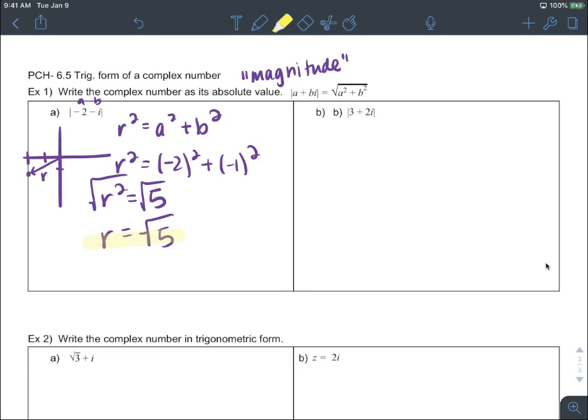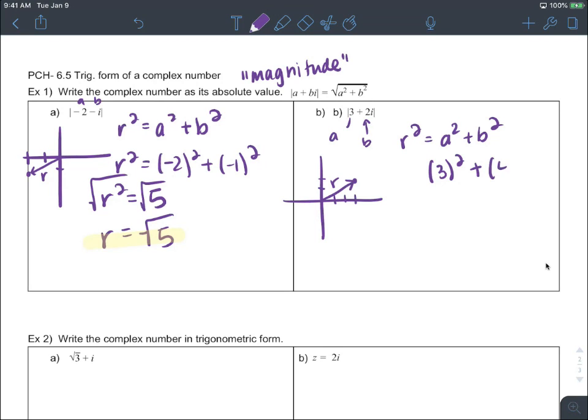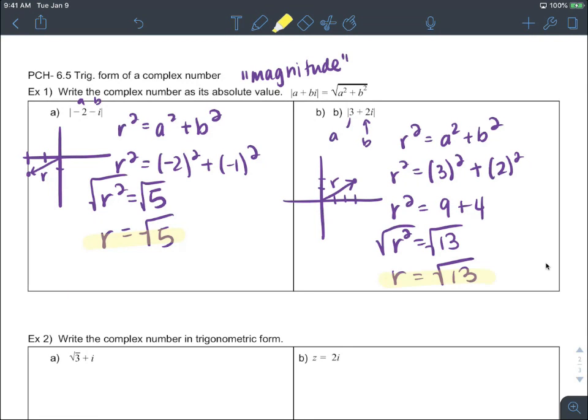Next, let's do one more. This 3 is my a component, 2 is my b component. Again, if we regraph this, 1, 2, 3, up 1, 2. Okay, what is r? r squared is equal to a squared plus b squared. So that would be 3 squared plus 2 squared, which is equal to r squared. So r squared is equal to 9 plus 4, which is 13. So the square root of 13 is equal to r. That is the length, the absolute value or the magnitude.